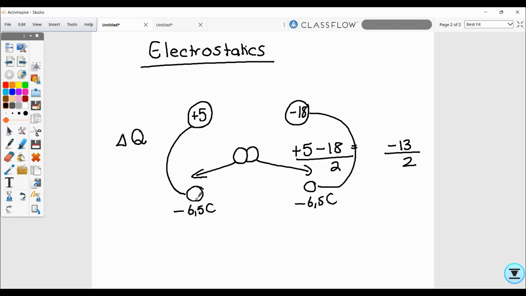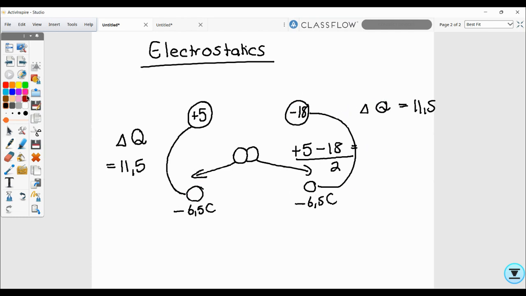So the change in charge here is what? Say again? It's from positive 5 to negative 6.5. So yes, I agree with the 11,5. And if you do it on this side, if it's not the same answer, you have done something wrong. So that's a way to check that your answer is right. So this one, the change in charges should also be 11,5. That means that the one gave off 11,5 and the other one gained.